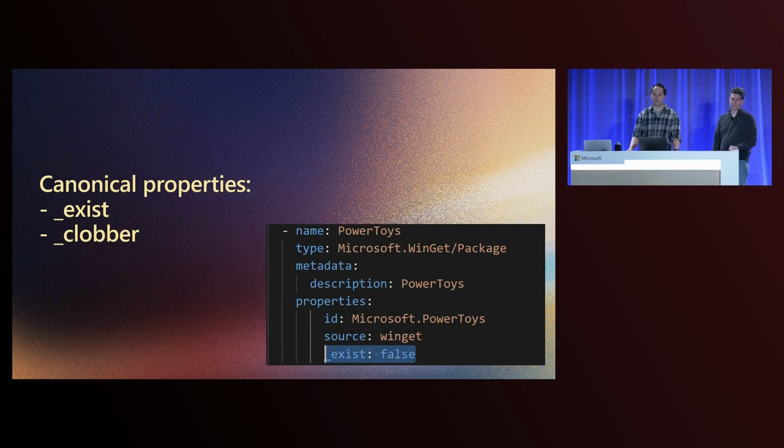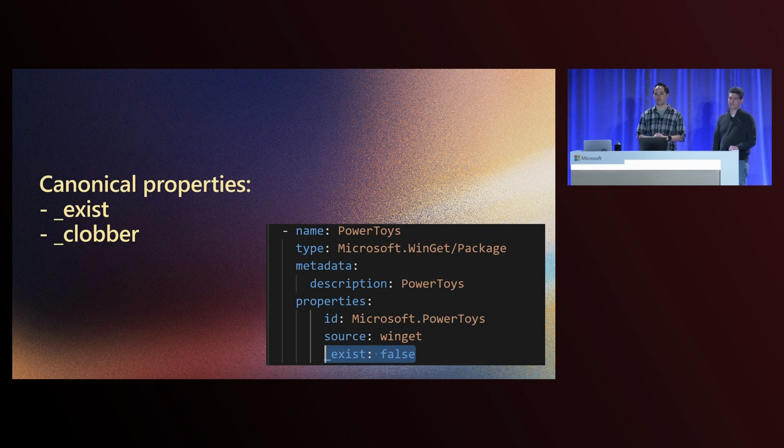I kind of mentioned some of these already. So in DSC, we do have what we call canonical properties. These are properties that we define with specific meaning. So if you implement them, they should adhere to the same semantics. That way the users have no surprises. Currently we have 2. So _exist replaces the DSCv2 ensure property. This is true or false. By default, if it's not specified, it's implicitly true. I mean that if you have a bunch of stuff and you don't specify exist, you expect it to exist.